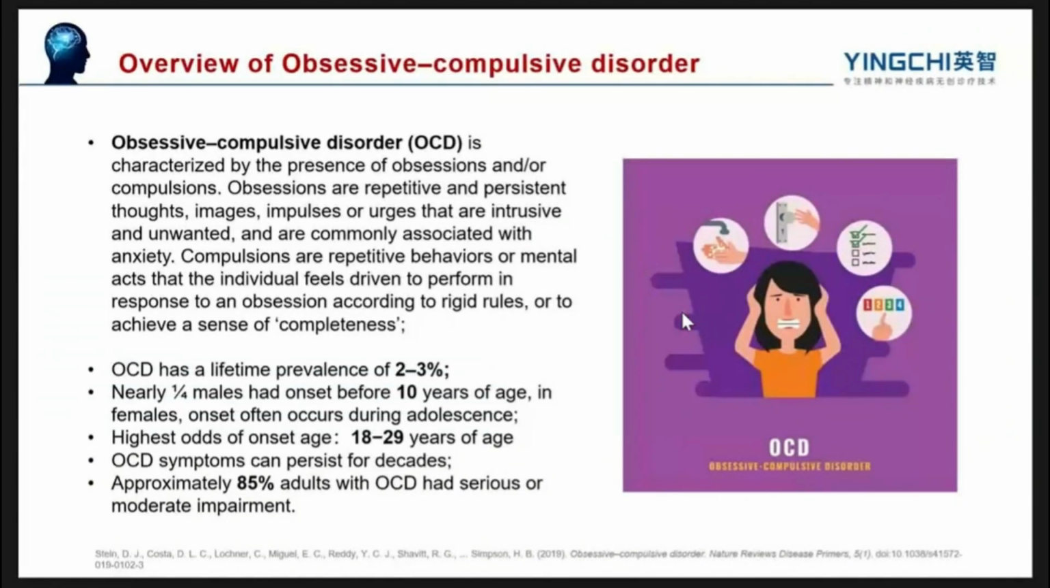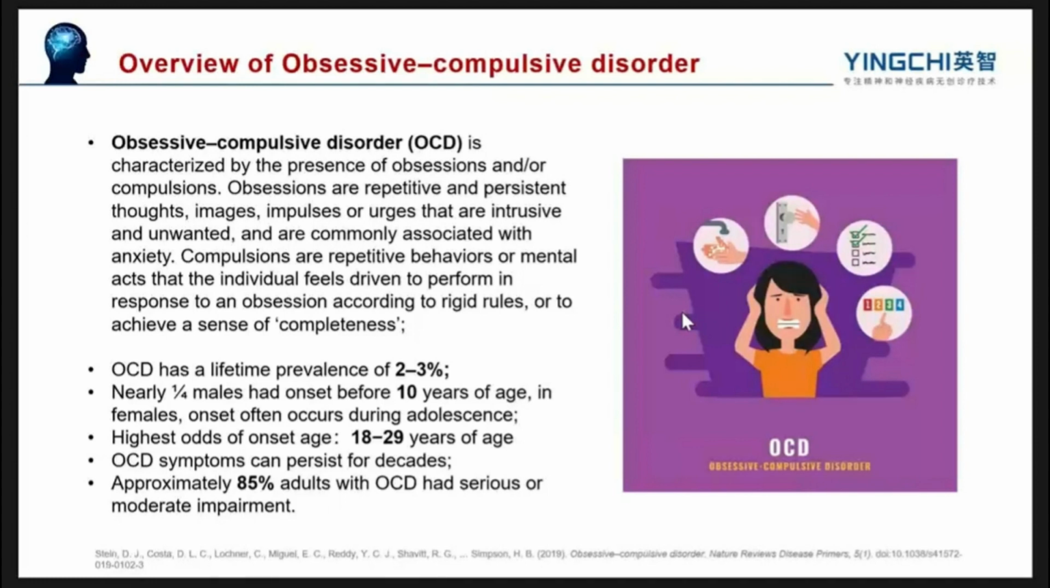So, as we know, obsessive compulsive disorder, also called OCD, has been seen as a very widespread long-term chronic and disabling mental disorder. And this disease is characterized by the obsession symptoms, like the repetitive and persistent thoughts, images, impulses, or urges that are intrusive and unwanted. And some patients will have the compulsive symptoms at the same time, but sometimes they only have one kind of symptoms. And the compulsions mainly refer to the repetitive behaviors or the mental acts that the individual feels driven to perform in response to an obsession according to the rigid rules or to achieve a sense of completeness.